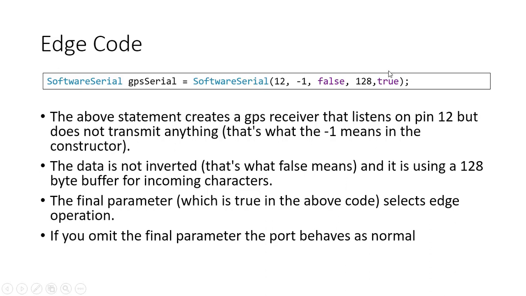If you leave it off, then you get exactly the same serial port behavior as you would normally get. Turn it on by putting true, and suddenly we're using edge triggered. And so that's how you flip between the two. Have a play, see if it makes your life better. I really hope it does. It's improved mine. So there you go.